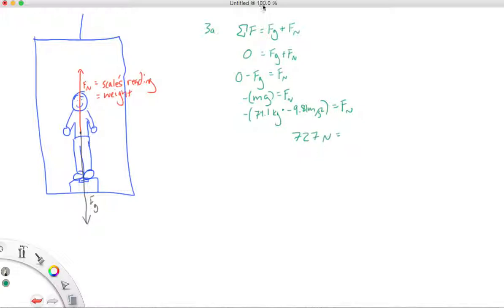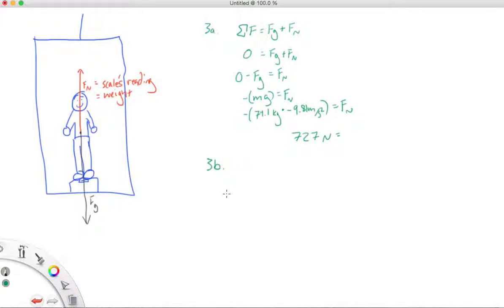Okay, this is the easy scenario. Now, the key thing to think about here is that in this whole scenario, the sum of all the forces will equal 0 because he's not accelerating. In this situation, he's not moving, or he's moving, but it's at a constant velocity, so there's no acceleration. So that's this scenario, 3A. Let's go to 3B.